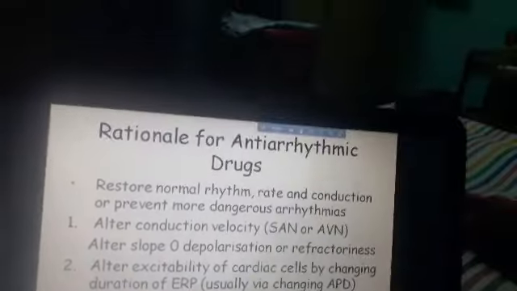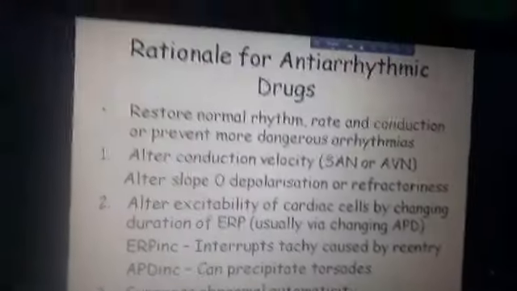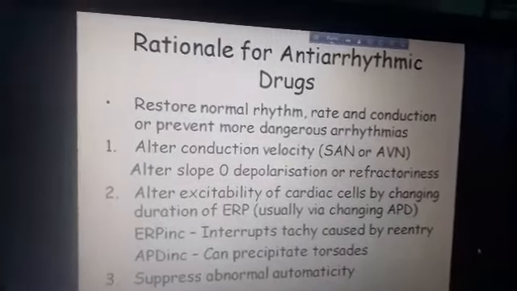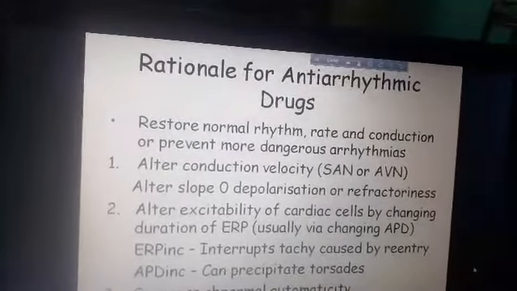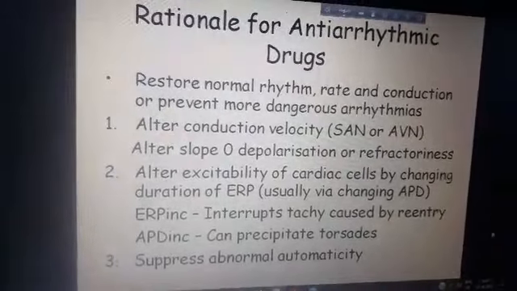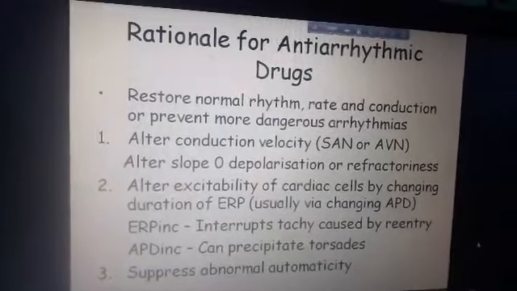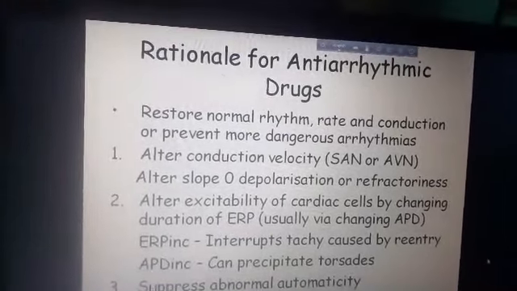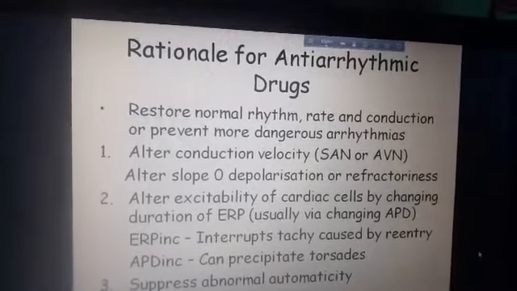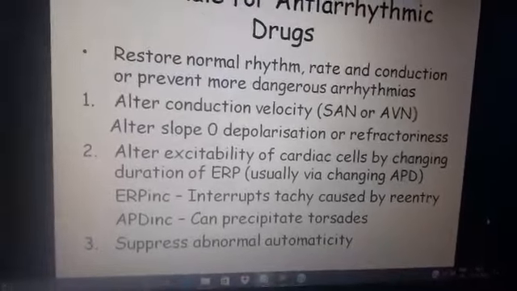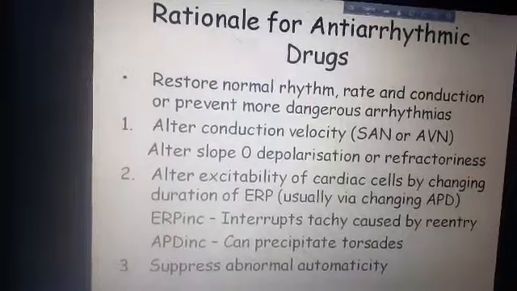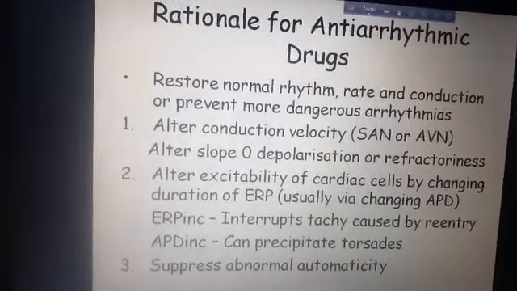So sodium channel influx and potassium channel alteration or block can cause a decrease in the phase 0 slope, whereas if we block the potassium channel, then phase 3 will be prolonged. Thus the effective refractory period will also be prolonged. The refractory period will be prolonged if we can prolong phase 0, 1, 2, 3, whatever. If it is prolonged due to potassium channel block, then there is also benefit in the arrhythmia. ERP increase interrupts tachyarrhythmia caused mainly by the re-entry phenomena, and action potential duration increase can precipitate torsades.